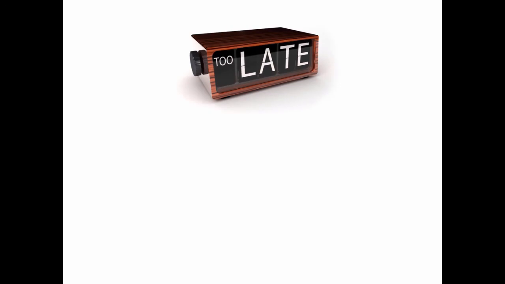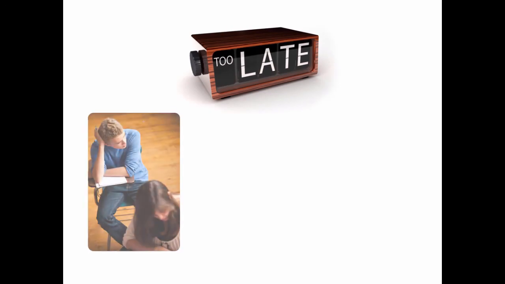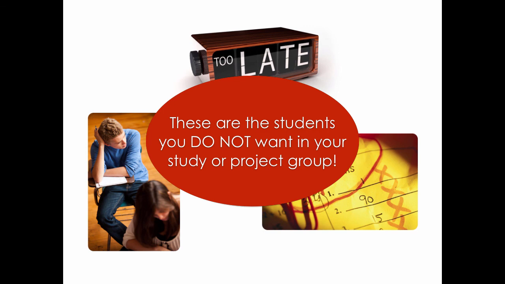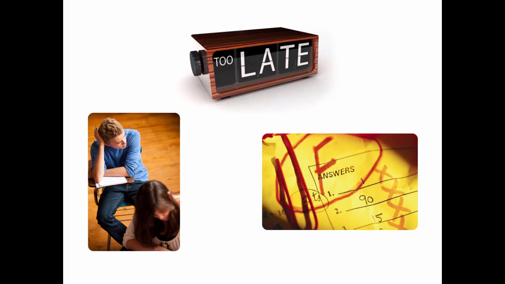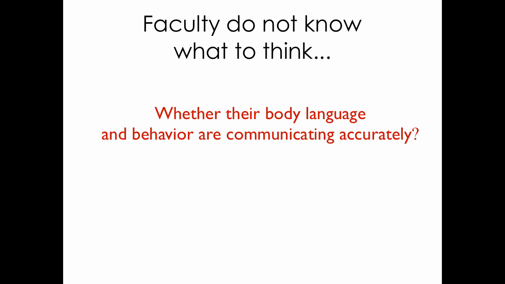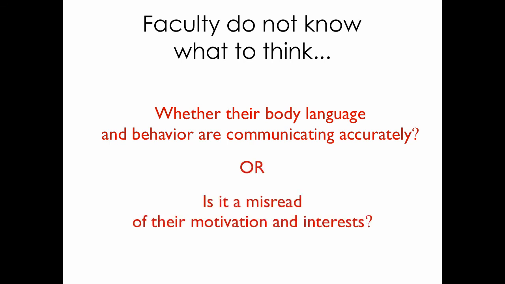Then there are the students who are quite passive. They arrive late to class, or not at all, slink into their seat and just sit passively staring into space. Rarely, if ever, do they contribute to class discussions, and usually they hide their returned test papers so no one sees their grade. Needless to say, these are the students you do not want assigned to your group. Faculty usually don't know what to think, whether their body language and behavior are communicating accurately or whether it is a misread of the student's motivation and interest.